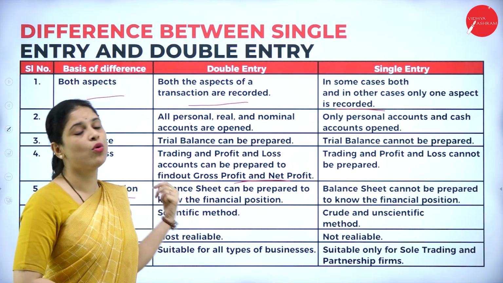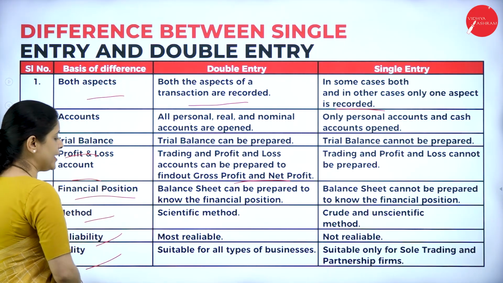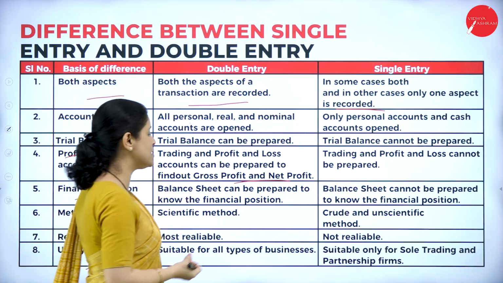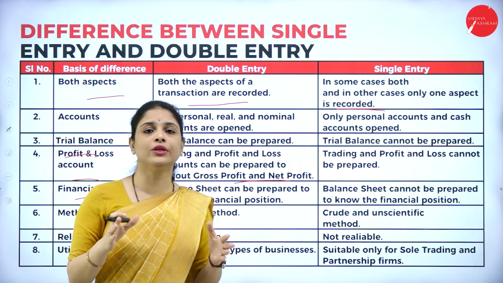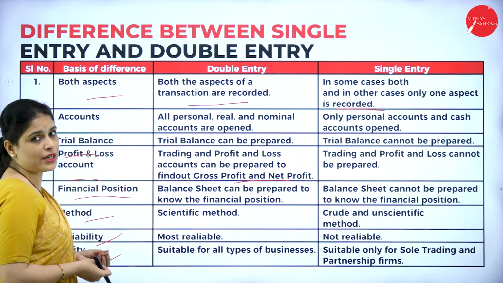Double entry system is more reliable, but single entry system is not reliable. Utility: double entry system is suitable for all types of business transactions, but single entry system is only suitable for petty businesses or sole trading concerns, and also partnership firms.